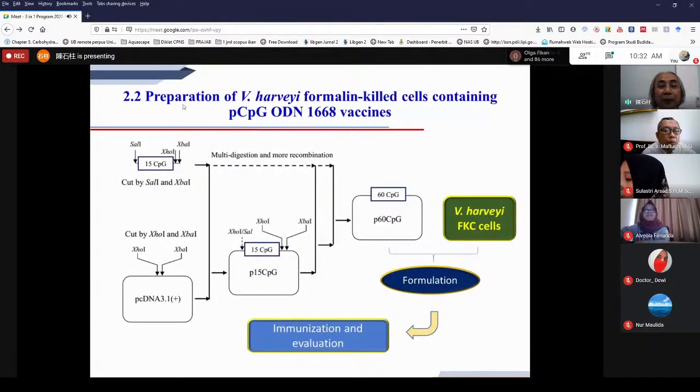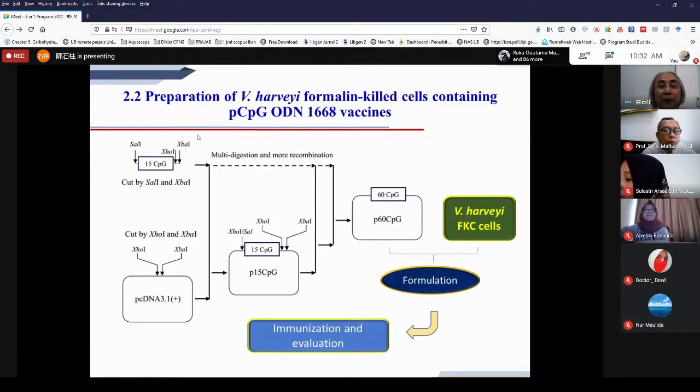Okay, so in here, preparation of the Vibrio Javier formalin-killed cell containing the CpG ODN. So in here you can see, you can synthesize the ODN, and after that clone with the 50 copy, 30 copy, or 60 copy. Because if you synthesize the 60 copy, it is very expensive.